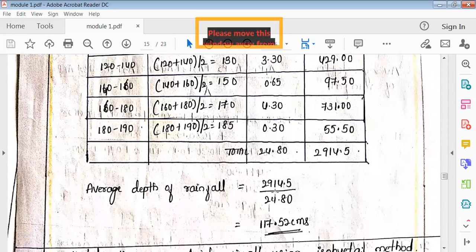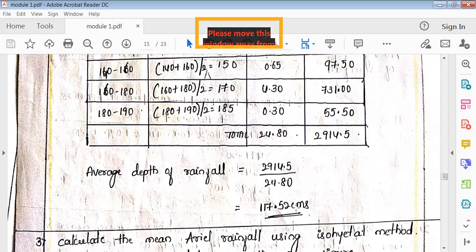So in this numerator, the unit is centimeter. Precipitation is centimeter into kilometer square, divided by kilometer square. So kilometer square will cancel, and you're left with only centimeter. So the average depth of the rainfall is just 117.52 centimeters. Always try to keep the precipitation in centimeter or mm.